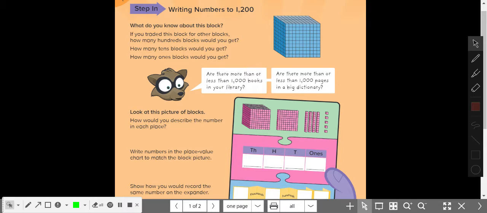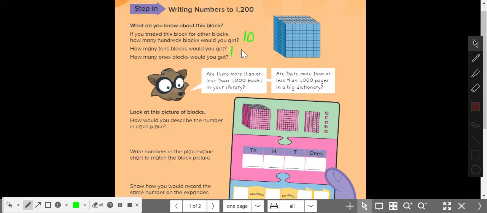What do you know about this block? If you traded this block for other blocks, how many hundreds blocks would you get? In the previous video, we learned that 1 thousands block equals 10 hundreds blocks. How many tens blocks would you get if you traded this in for tens blocks?